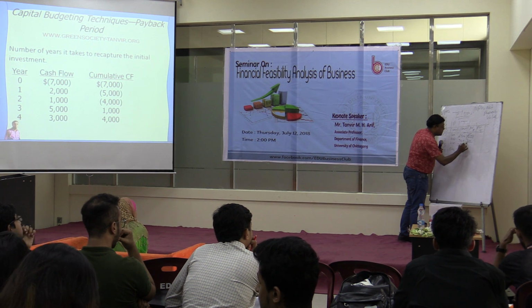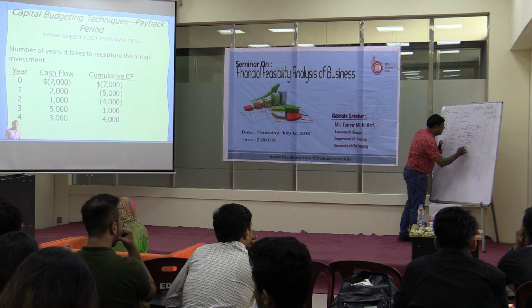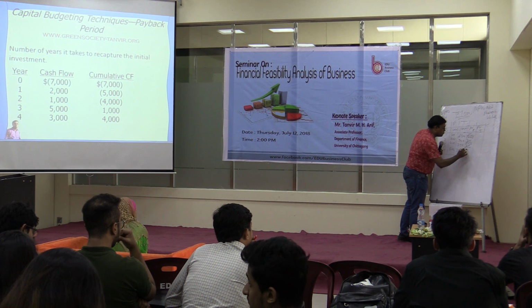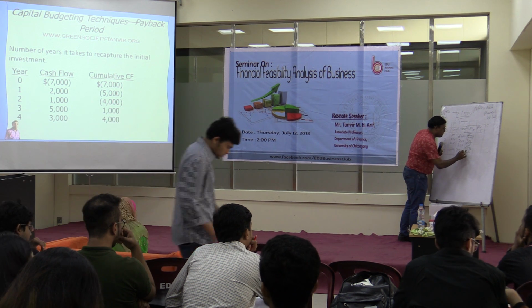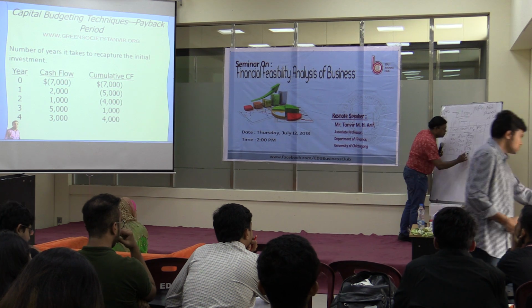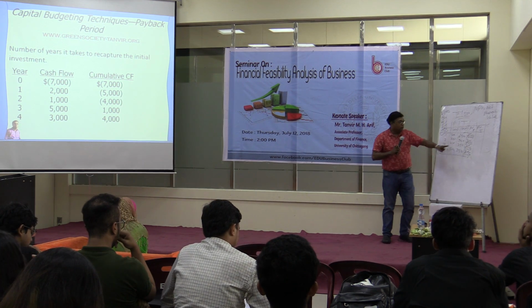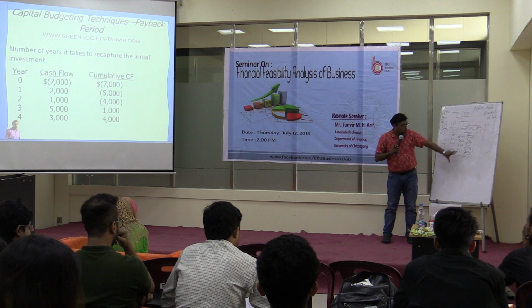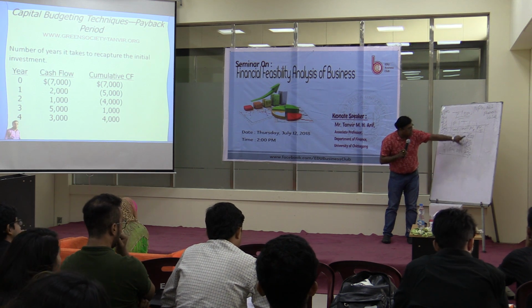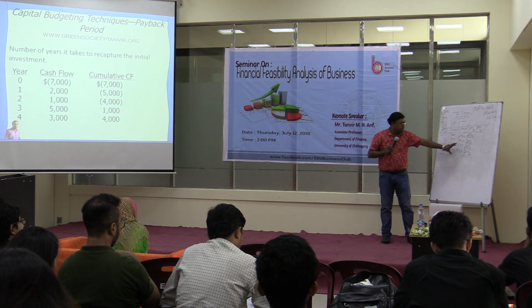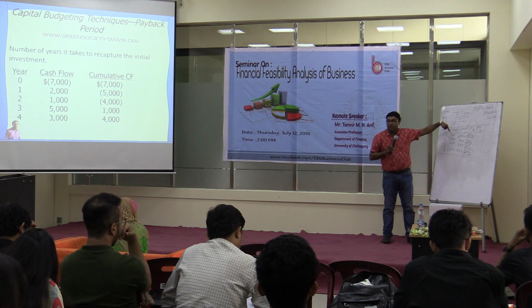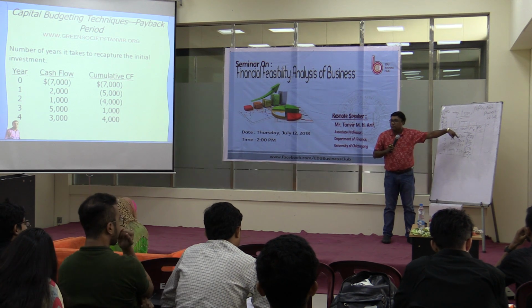300 divided by 1.12 to the power 2. 400 divided by 1.12 to the power 3. And 500 divided by 1.12 to the power 4. We have already converted these to present value. If this total is more than 1000, then it's feasible because it is positive.